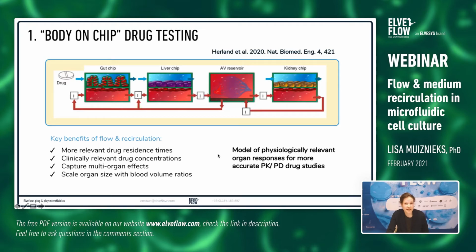The study showed that cellular drug responses for each organ compartment were similar to those seen in patients using oral nicotine or intravenous cisplatin in proof of concept tests. In particular, this configuration, including recirculation, provided more relevant residence times for the drug and clinically relevant drug concentrations. It enabled the testing of multi-organ effects, specifically drug absorption, distribution, metabolism, and toxicity. And it included scaling of organ size with blood volume ratios, all towards building a model of physiologically relevant organ responses for more accurate pharmacokinetic and pharmacodynamic drug studies.